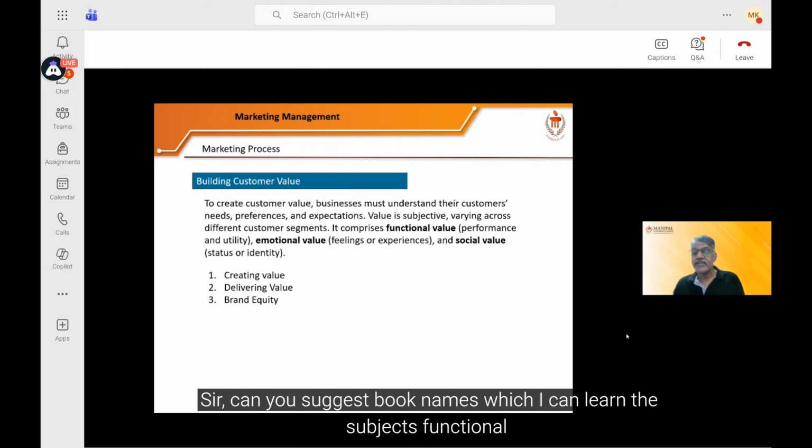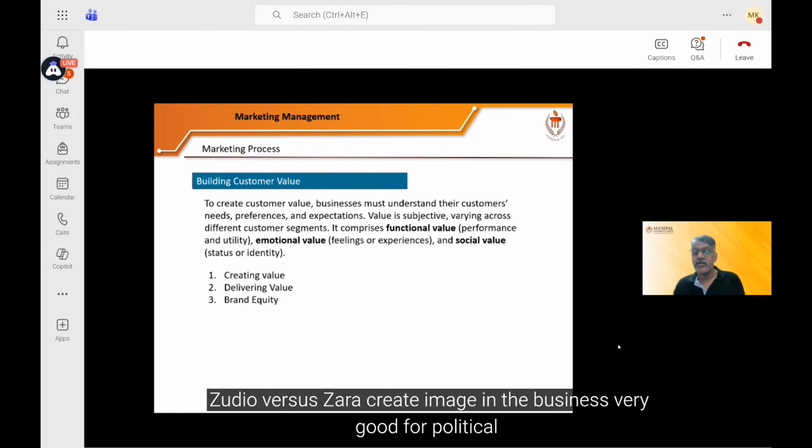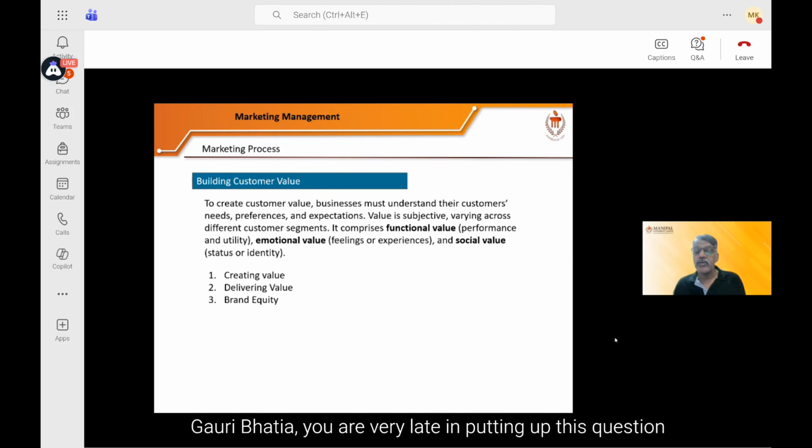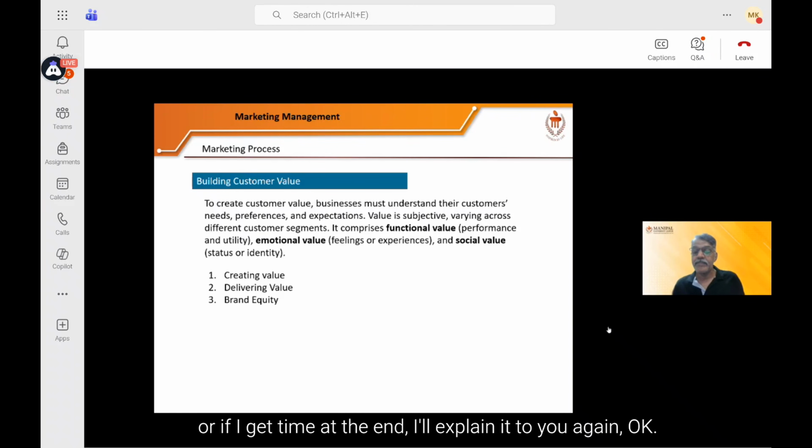Sir, can you suggest book names which I can learn the subjects? Functional value example. Just now I gave example of functional value, how it is performed. Zudio versus Zara, create image in the business, very good for political example. Discuss SWOT analysis, explain how it influences the marketing decision. Gaurish Bhatia, you are very late in putting up this question. I have almost gone ahead. You can listen to the recorded session, or if I get time at the end, I'll explain it to you again.